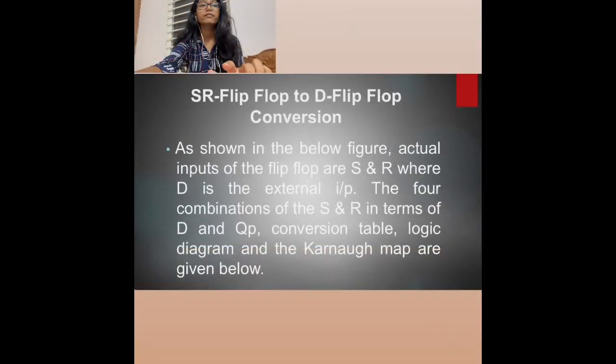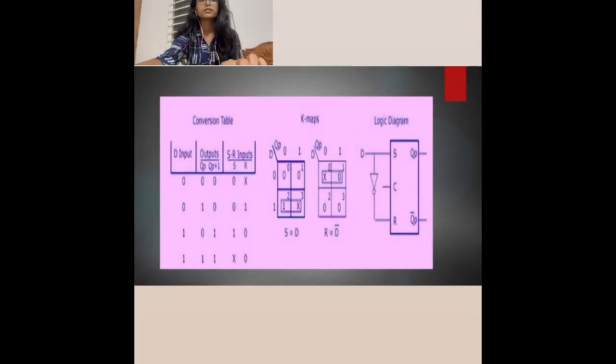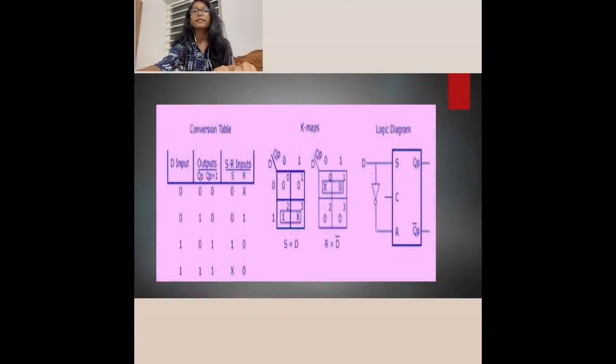SR flip-flop to D flip-flop conversion. As shown in the figure below, the actual inputs of the flip-flop are S and R, where D is the external input. The 4 combinations of D and QP, the conversion table, logic diagram and K-map are given below. Here also the same procedure is followed. For D we follow the truth table and for S and R we follow the excitation table, and we draw the K-map using the characteristic table and then find the Boolean expressions for S and R.